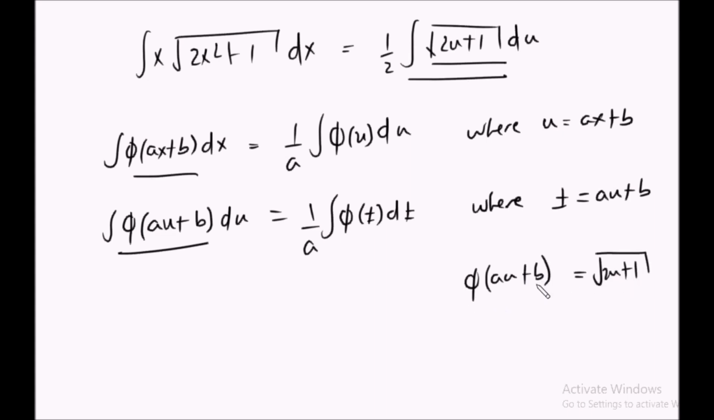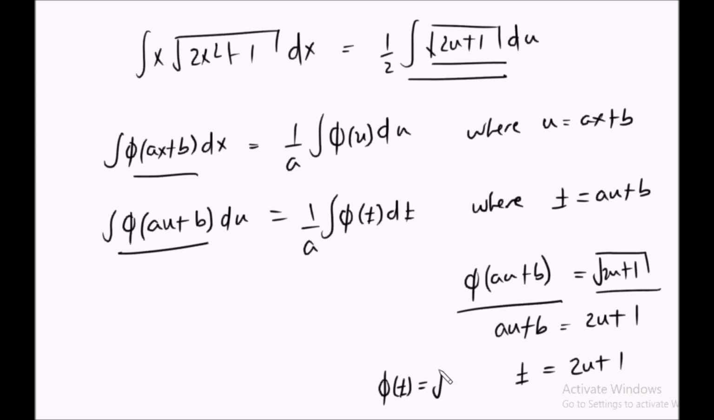So you see this is a function of a linear function. Our au plus b is this 2u plus 1. So our t, which we said is equal to au plus b, will be 2u plus 1. So if ψ(au plus b) is this, it means ψ(t) will be the square root of t, since inside we had au plus b and now we put t. This one is ψ(t), we will put it here.